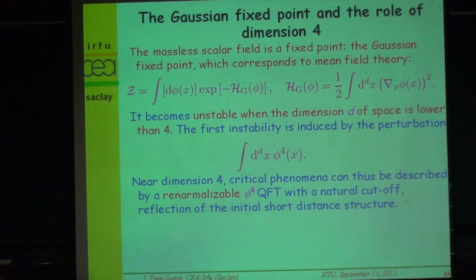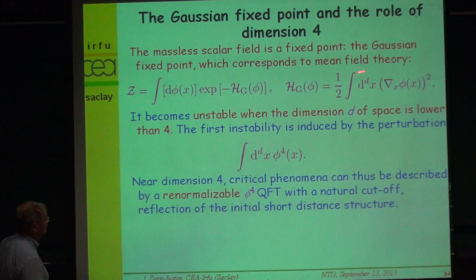Okay. Once you realize this, then you realize that there is a fixed point, which is a massless quantum field theory, or scalar field, and that this is a fixed point of the renormalization group, and it corresponds to mean field theory. It's called the Gaussian fixed point. And then you can discuss the stability of the Gaussian fixed point to local perturbations. You discover that for dimension larger than 4, there is no problem, it's stable. And for dimension smaller than or equal to 4, it is potentially unstable when you add the integral of d^dx phi to the 4, which is the leading contribution to instability.